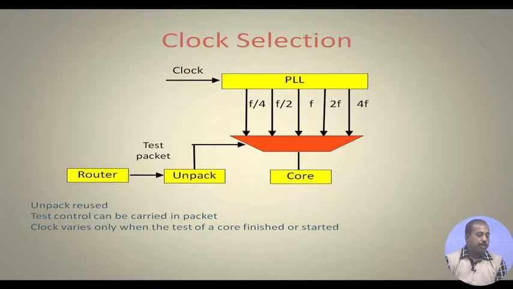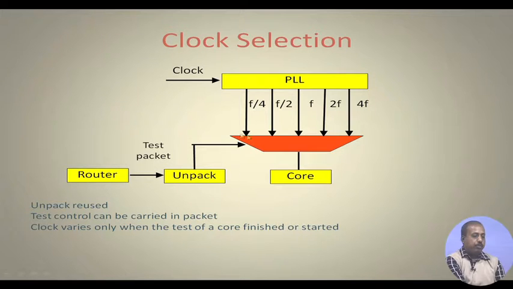So, we can have this type of clock selection mechanism. The clock that is coming from the tester may be given to a phase lock loop, and this phase lock loop can be designed to generate different clocks: f by 4, f by 2, f, 2f and 4f. Now, from the router when the test packets are coming, the packet is unpacked, and the test packet itself will tell at which frequency this core will be tested. Then the frequency is fed to the core. This uses the unpacking module of the network interface module, which is going to be reused.